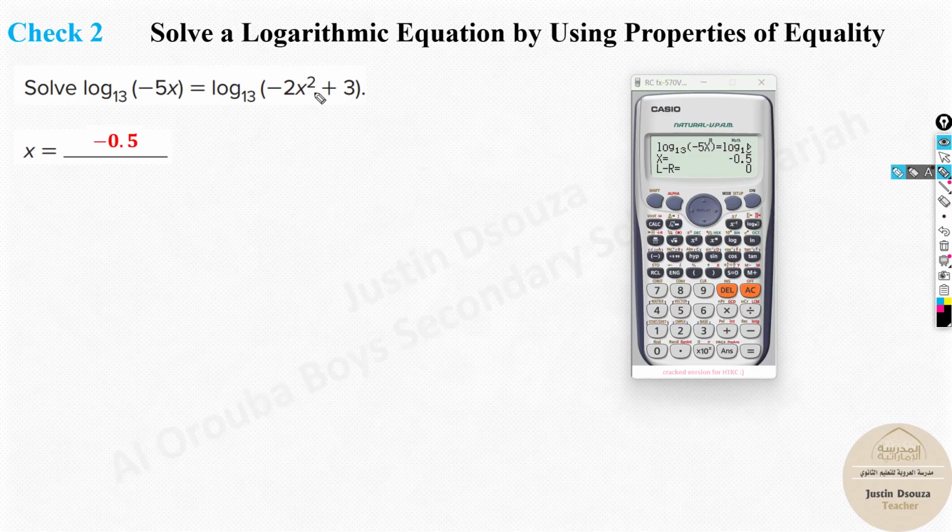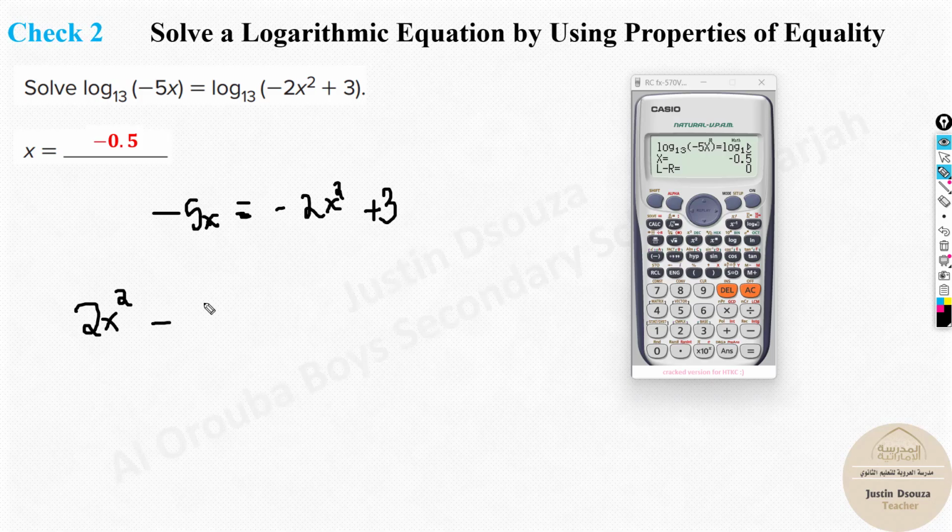But now let us solve otherwise. So you need to equate minus 5x, that is equal to minus 2x squared plus 3. Here what do you do? You can take minus 2x squared and 3 to the other side, or you can take this minus 5x to the other side. It's up to you. I'll just take this right to the left. It'll become positive 2x squared minus 5x minus 3 equals 0.